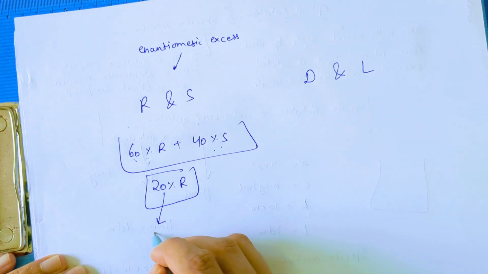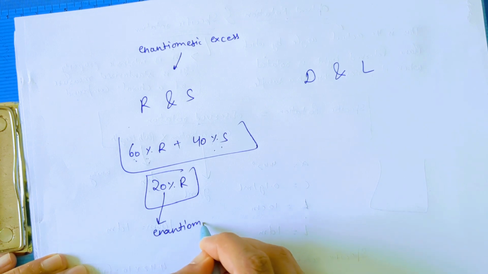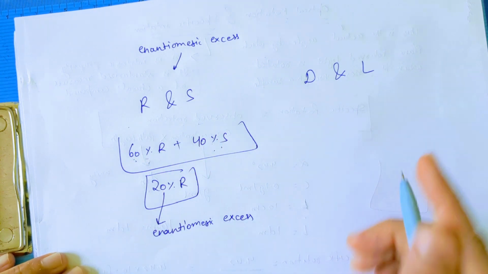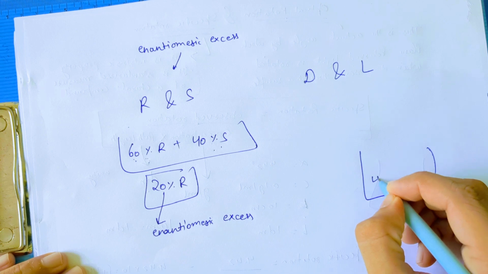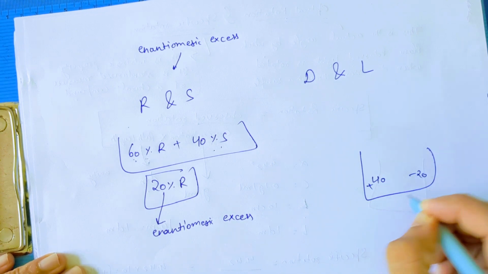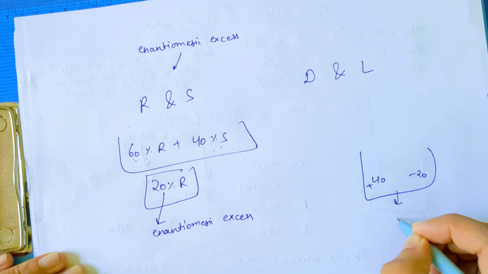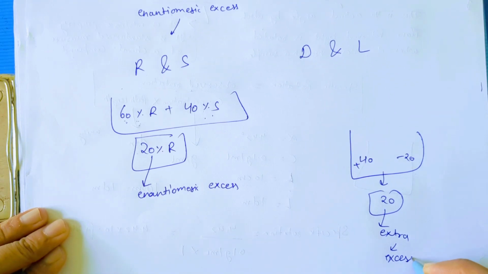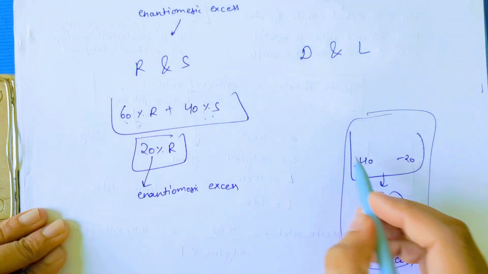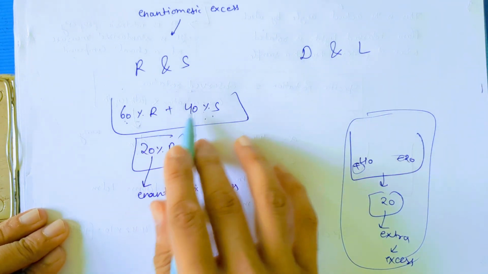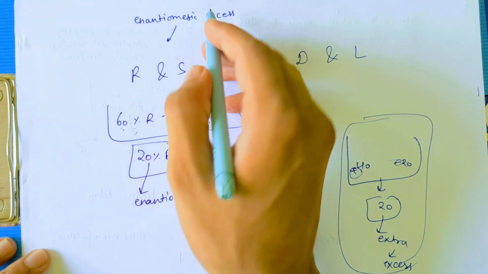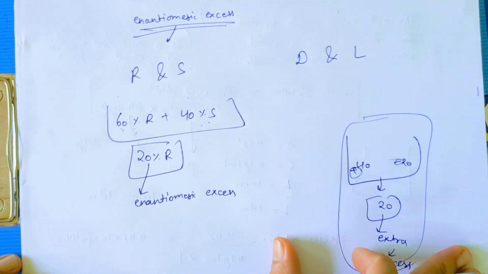That 20% is the enantiomeric excess. It is the same as, just for understanding, 40 plus 40 and minus 20. After subtracting this, we get 20. That means 20 is extra, and extra means excess. This is just to understand. And you know there is no plus and negative sign here for R and S or for dextro and levo. So enantiomeric excess can be calculated easily here.